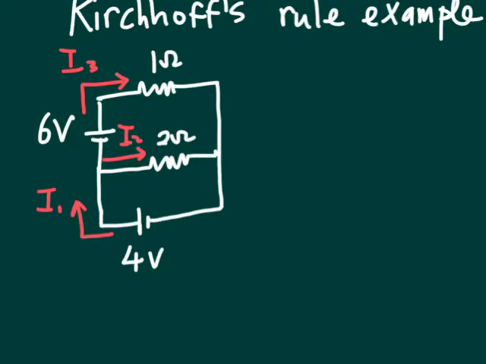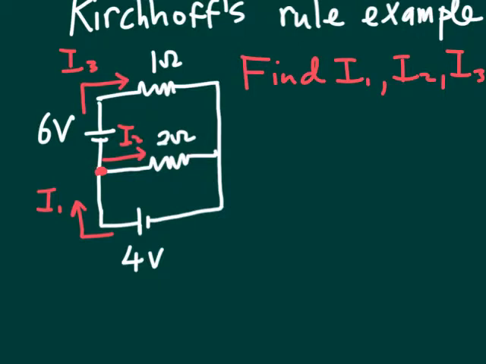In this example, the task is to find the currents I1, I2, I3. So we begin by applying Kirchhoff's rules, beginning with the junction rule at the junction shown here.